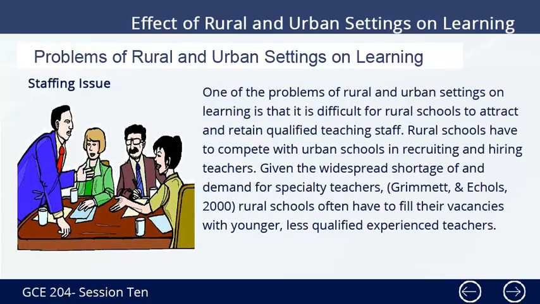Problems of rural and urban settings on learning. Staffing issue. One of the problems of rural and urban settings on learning is that it is difficult for rural schools to attract and retain qualified teaching staff. Rural schools have to compete with urban schools in recruiting and hiring teachers. Given the widespread shortage of and demand for specialty teachers, Grimet and Eccles 2000, rural schools often have to fill their vacancies with younger, less qualified, less experienced teachers.